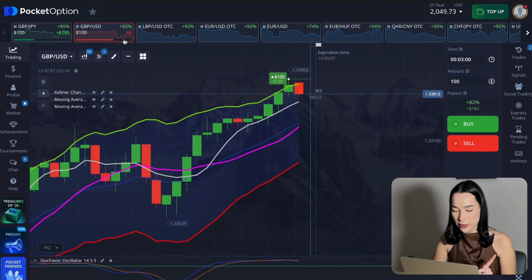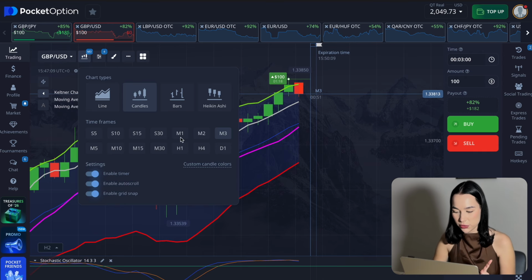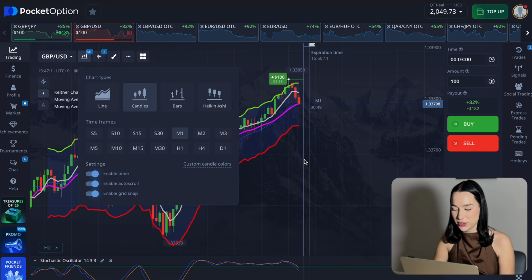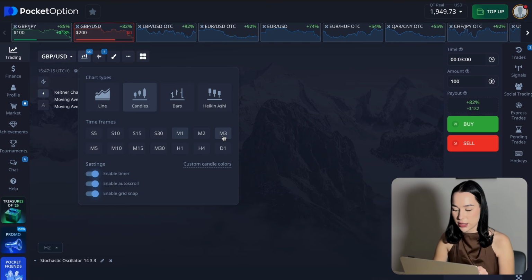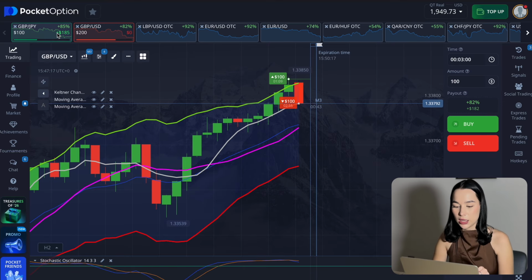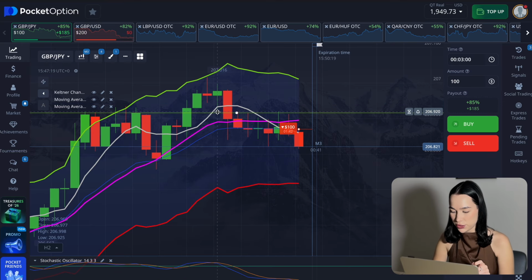But let's check it out on the M1 time frame to see if it's the reversal or not. Yeah, we can see 3 red candles. So I'm going to open here a sell trade, just one for 3 minutes, so we don't risk that much. We're also going to come back to the situation later.